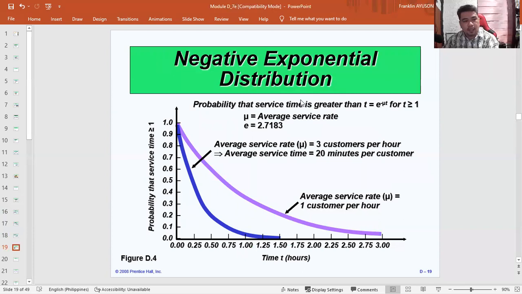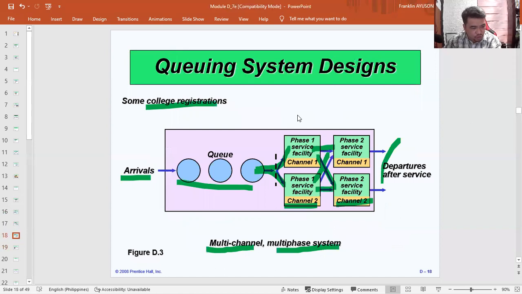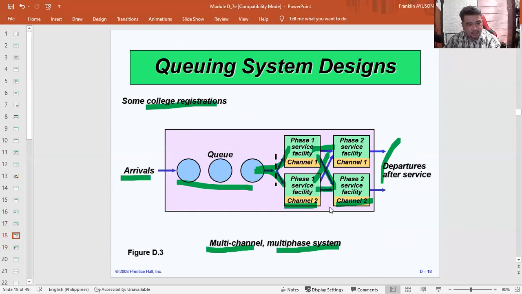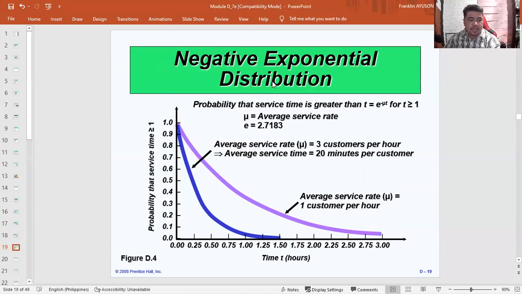Okay. Then you have the negative exponential distribution. So dito na ngayon yan, service time distribution. Constant service time. Random service time. Now, as you can see, in this negative exponential distribution, the probability that service is greater than T, and E, so time is greater than 1.